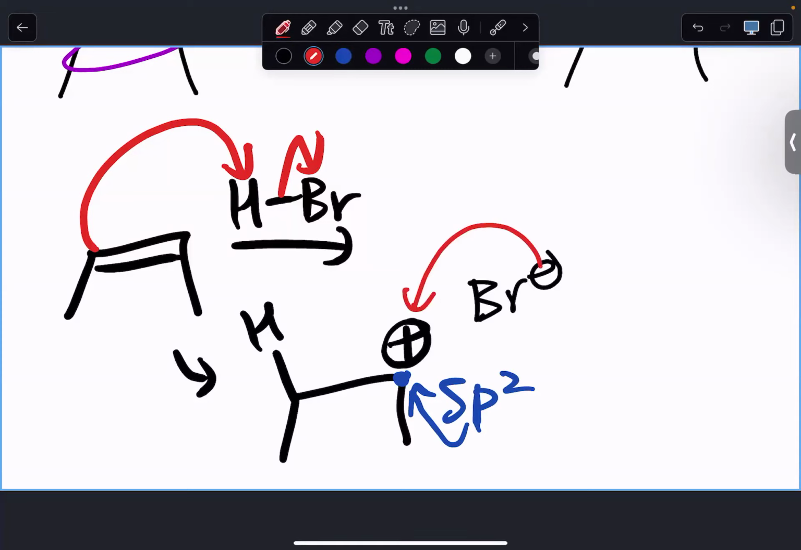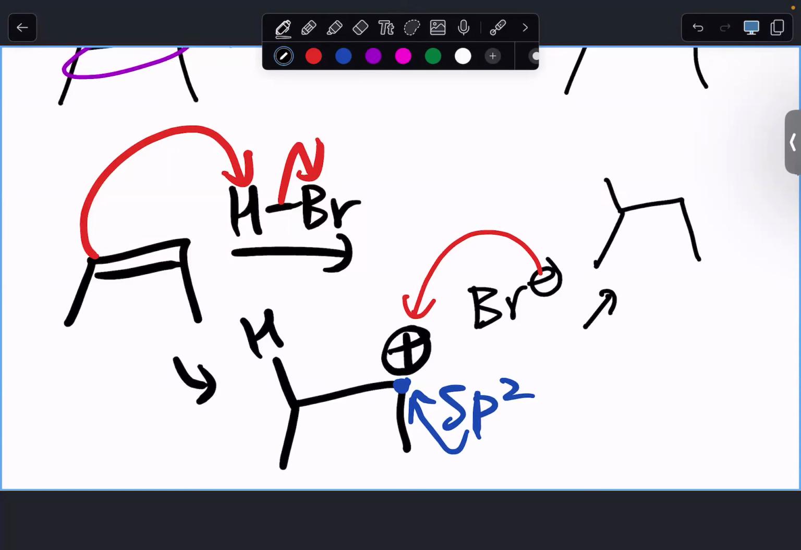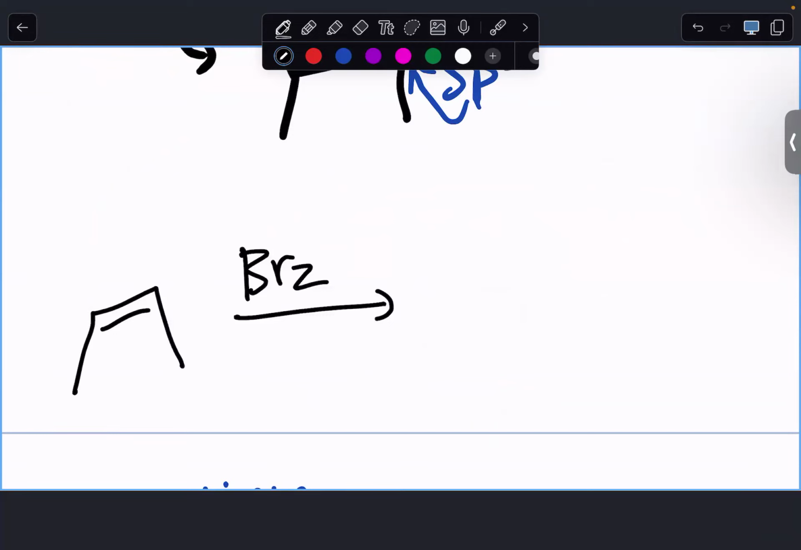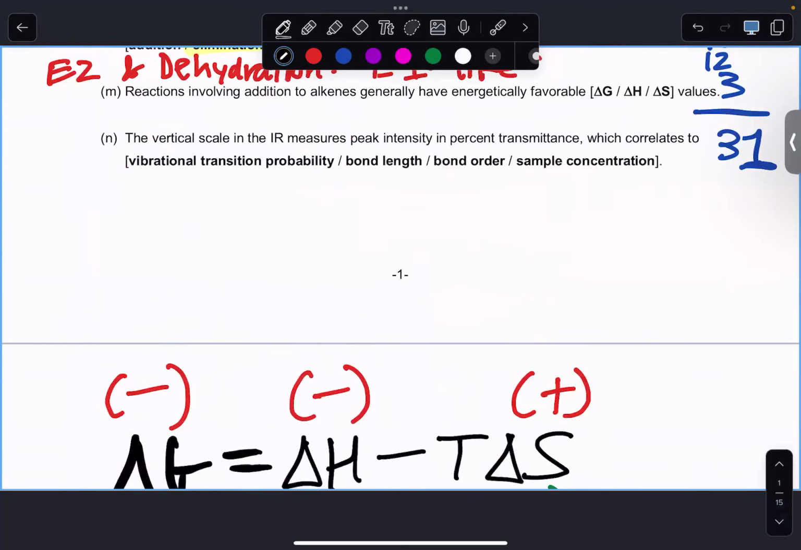So when this Br minus comes in to attack that flat and planar carbon, it could attack on the top side or the bottom side, which is why we don't have syn or anti. If we have something like an alkene with Br2 instead, though, then there would be stereoselectivity here. There would be anti. But we'll go over that when we go over the reactions.